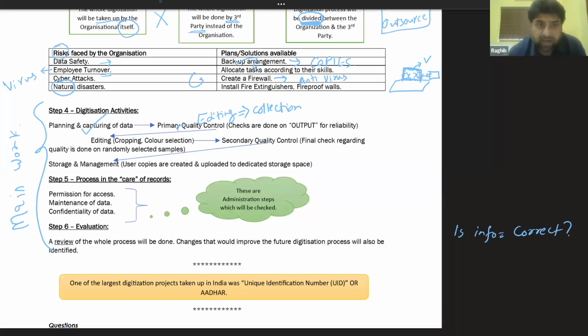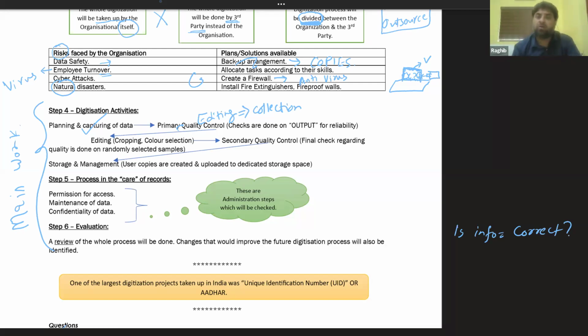The third stage, editing. Cropping, color selection, all that comes in that. Cropping means to break it. Yesterday we studied data cleaning in the same manner. What is unnecessary, you remove it, and then you crop it, and then you put the colors also. If you are looking for black and white text, or any other colorful text to highlight or to filter everything, you can do it right now in the editing section.